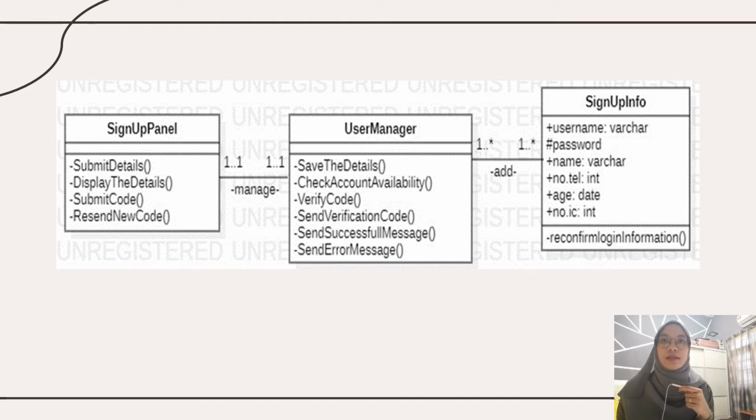The entity is sign up info with attributes username, password, name, number telephone, age, and number IC. For operation, this entity is reconfirm login information.